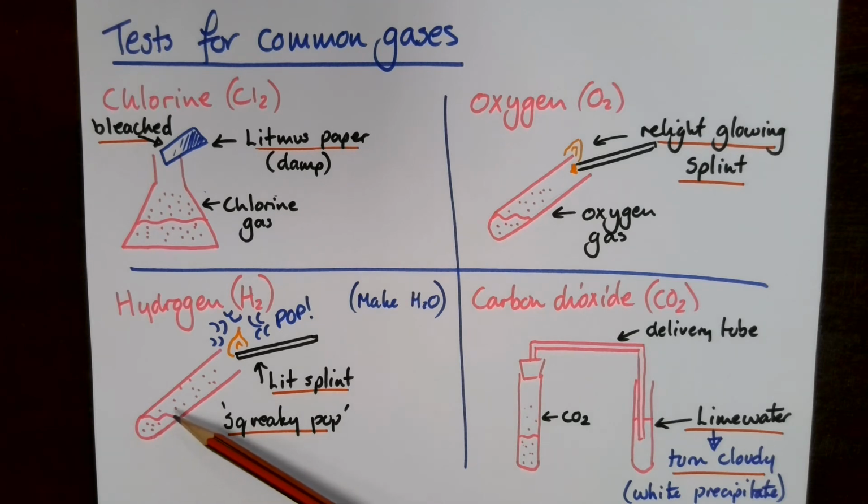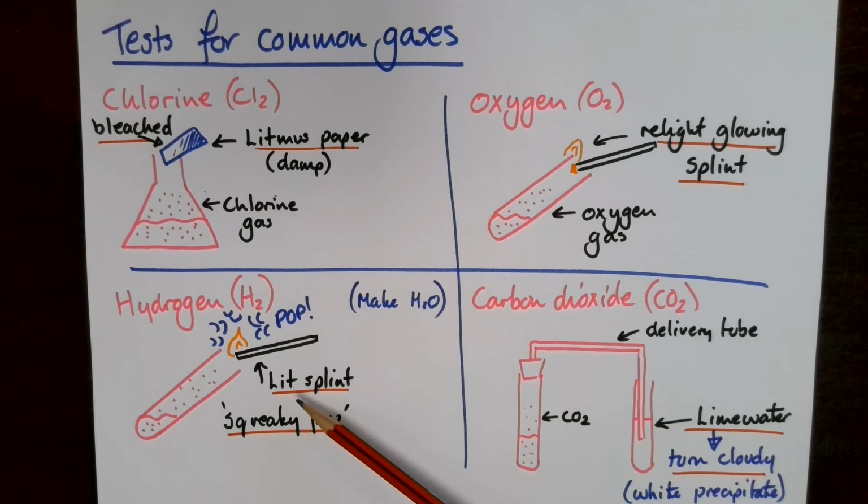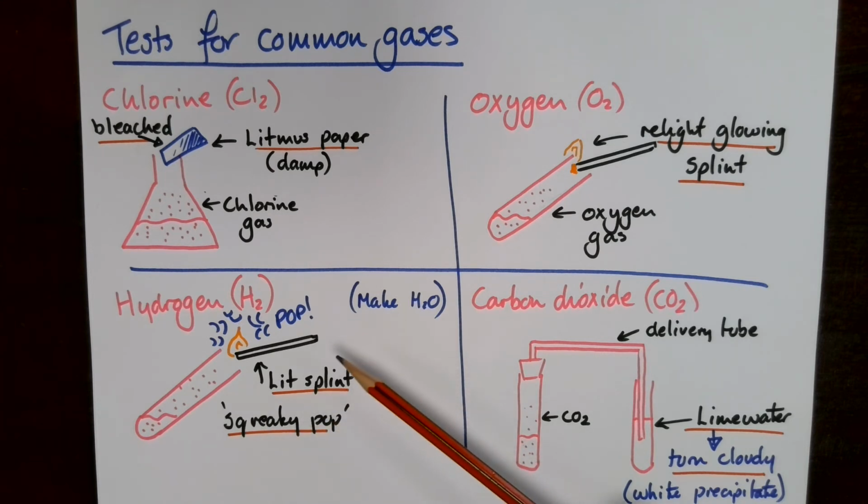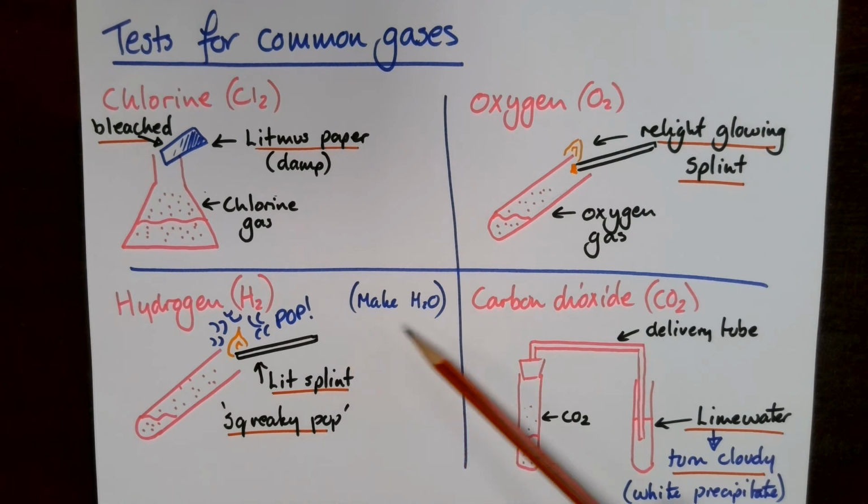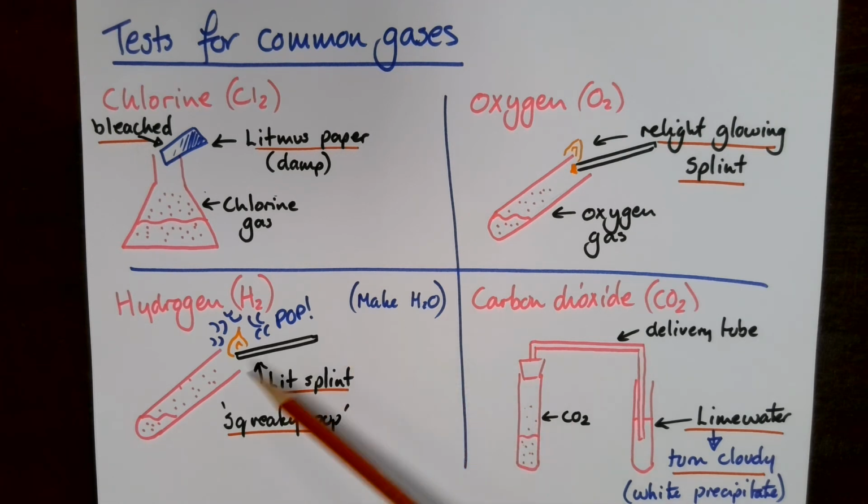The test for hydrogen, similar process. We've got a gas, we want to see if it's hydrogen. This time we're going to take our splint, but we're going to keep it lit. We're not going to blow it out. We're going to place the flame into where we think the hydrogen is, and we're going to listen for a squeaky popping sound. Once we get that squeak pop, we know that that is the test for hydrogen. And in the reaction, we also make some water. So you can sometimes see some water building up on the inside of the boiling tube.